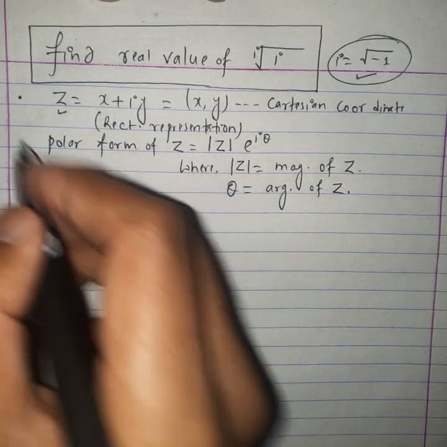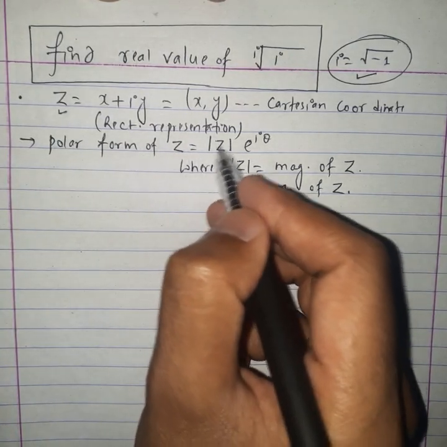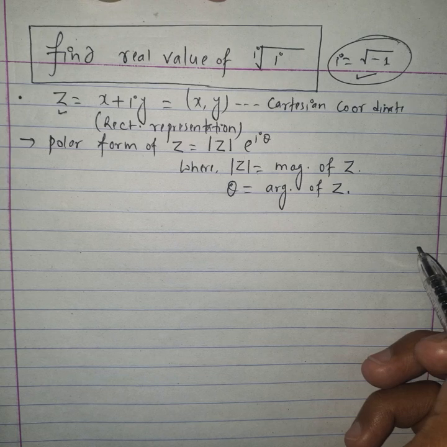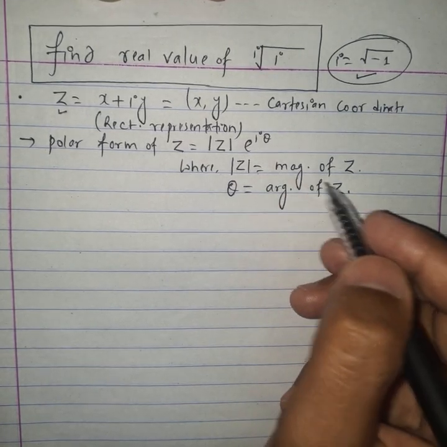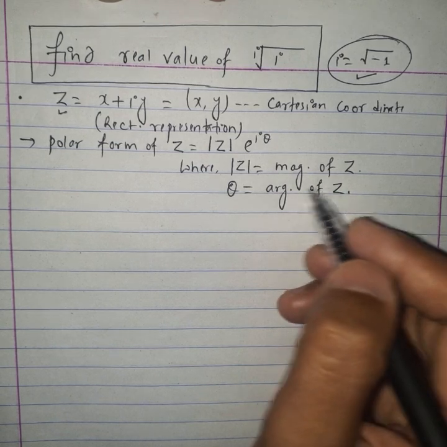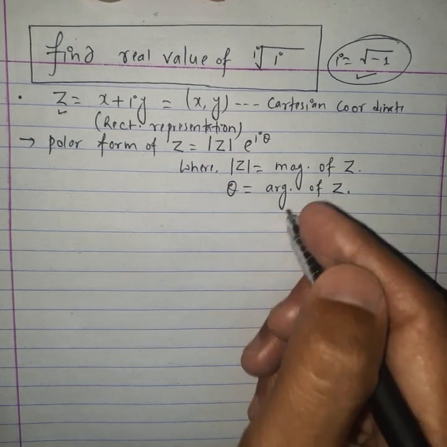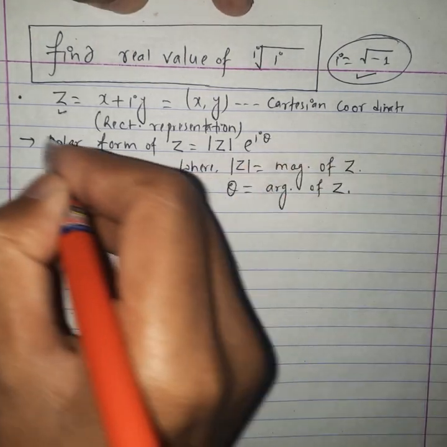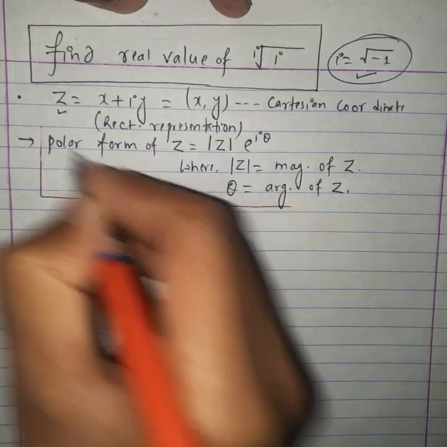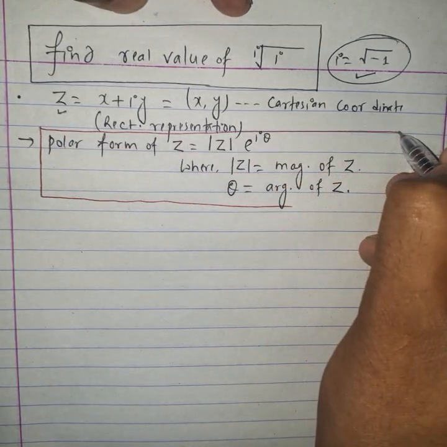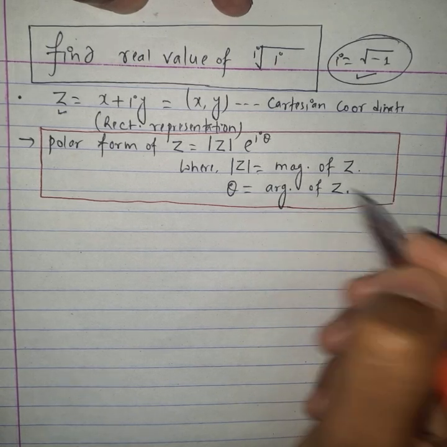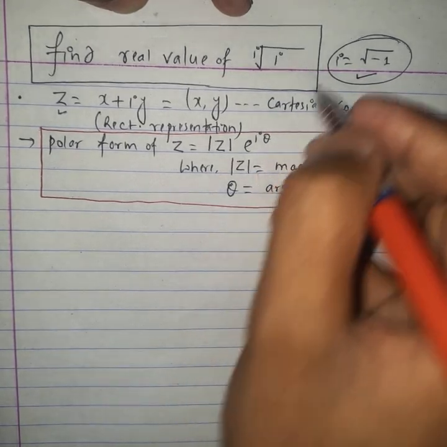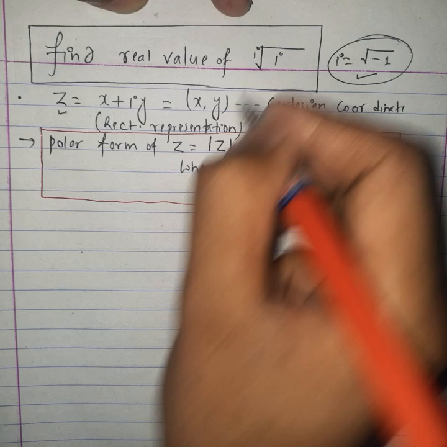So the polar form of the complex number can be written as the modulus of that complex number times e raised to the power of i times the argument. The argument is the angle made by the radial vector with the positive x-axis. We will discuss the argument later. Please remember this very important point: the polar representation of a complex number can be written in terms of the Euler number, modulus of z times e raised to the power of i theta.